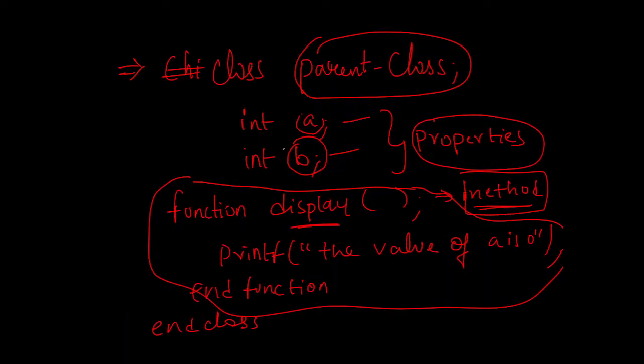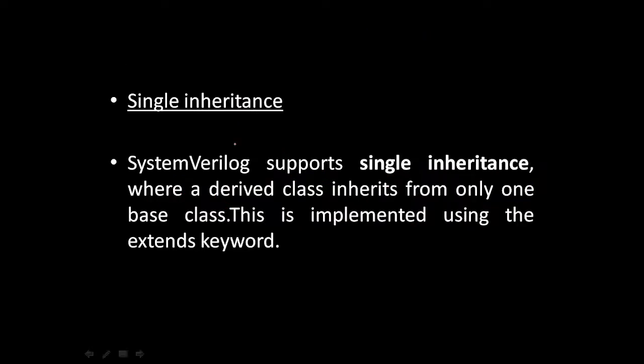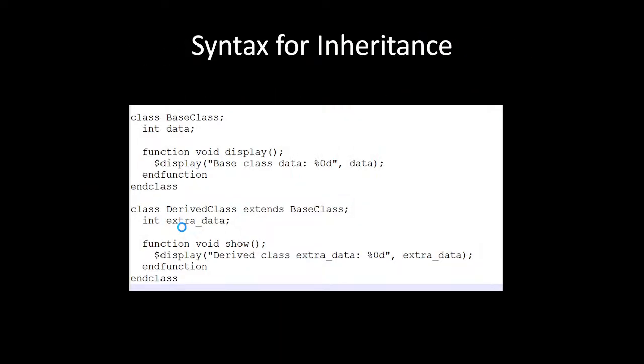Now, single inheritance. SystemVerilog supports single inheritance, where a derived class inherits from only one base class. So a child class can only inherit from a single base class. This is implemented using the keyword extends, which we have already seen. Let's see the syntax for inheritance, how we are going to inherit a child class or derived class from a base class. We have seen this, but we will see it once again.